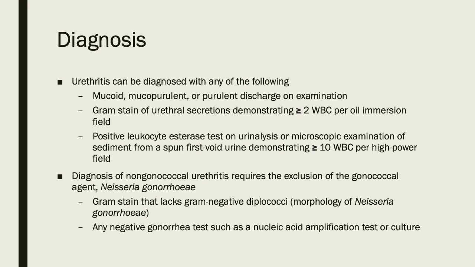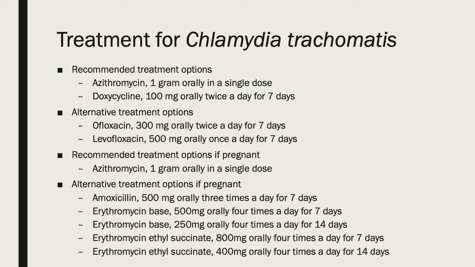A nucleic acid amplification test or culture can also be used to verify the causative agent of nongonococcal urethritis. In fact, the laboratory test of choice for the presence of Chlamydia trachomatis is a nucleic acid amplification test because of its high sensitivity and ability to detect all Chlamydia trachomatis biovars. Treatment for nongonococcal urethritis will depend on the causative agent.